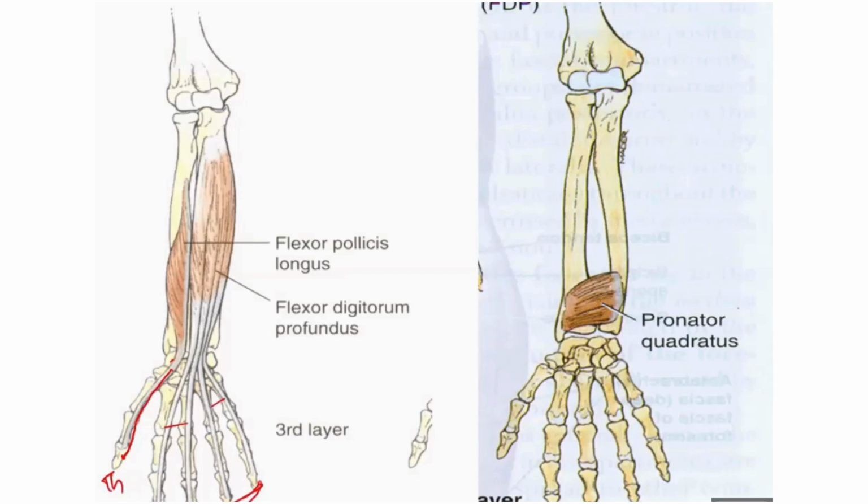Is it clear? Only the radial nerve will end at the level of the elbow. At this level, it divides into a superficial branch and a deep branch. The superficial branch is cutaneous. It supplies the skin of the dorsum of the hand. This area is supplied by what nerve? Superficial branch of radial nerve.